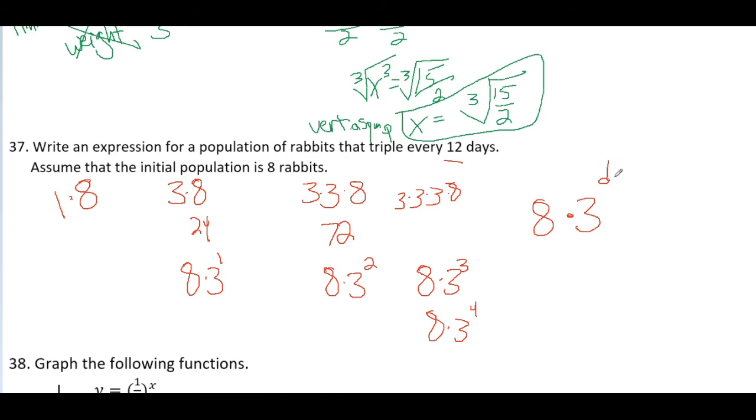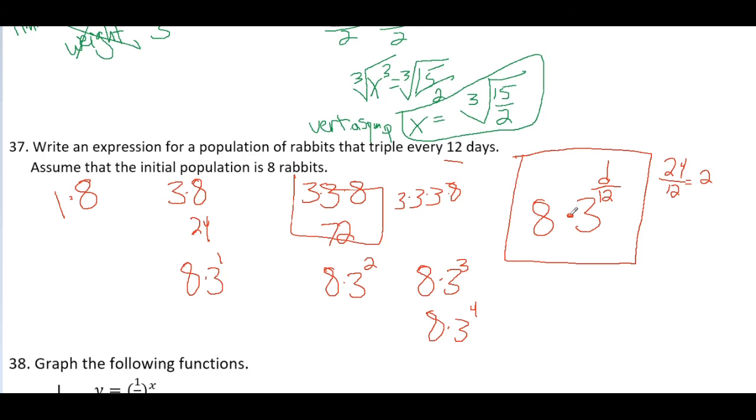But it doesn't happen every day. In fact, it doesn't happen until we've gone 12 days. So we have to take that day and divide it by 12, because now when the number of days reaches 12, 12 divided by 12 is 1, so 3 would be raised to the first power. What about after 24 days? It would be 24 over 12, that equals 2, so it would be 3 squared. Alright, so this is your expression: 8 rabbits tripling every 12 days.